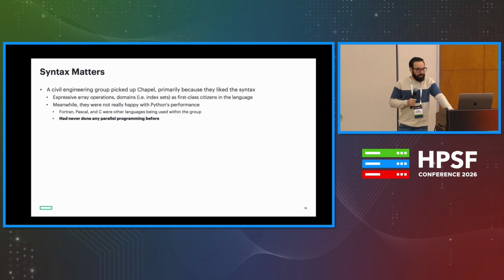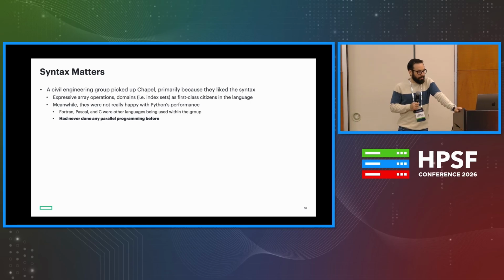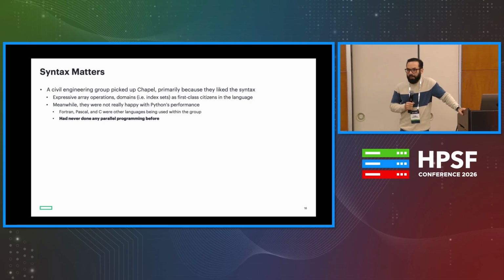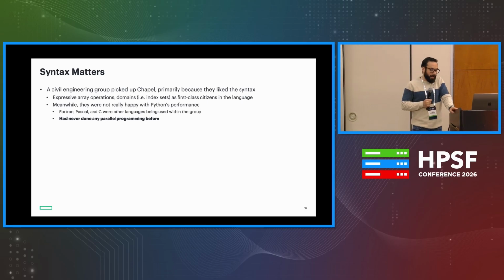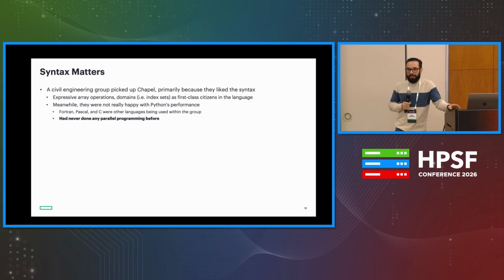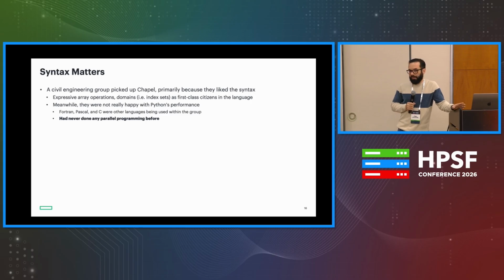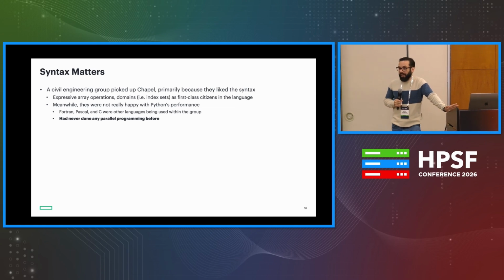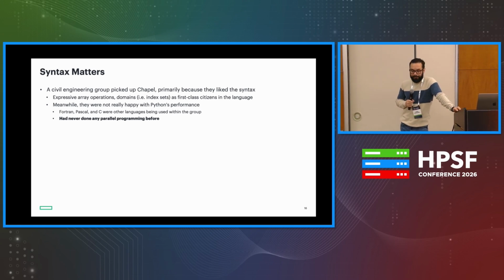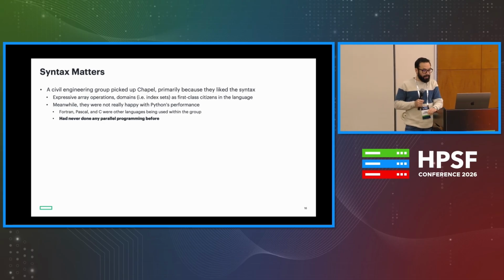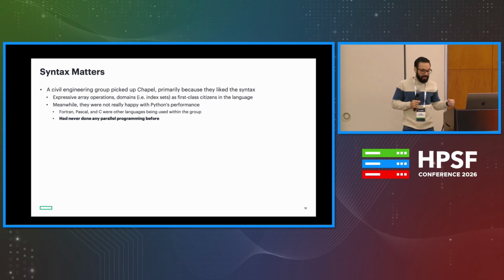And this is a story about Chapel syntax. So this is a civil engineering group. As I mentioned, they were using Fortran, some Python, some C, some Pascal. They were running into issues where they weren't able to get enough performance out of these. Everything was sequential in their world. So they were looking for a language that is more performant, and Chapel was there for them, but they weren't like focused on parallelism per se. They just wanted performance, and that's it. And they really like Chapel's syntax because we have multidimensional arrays natively. You can manipulate them relatively easily. And a key point here is that this group had never done any parallel programming before.